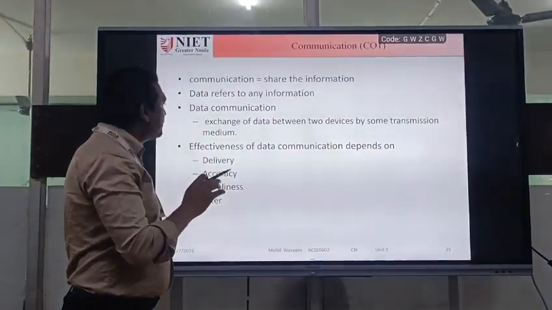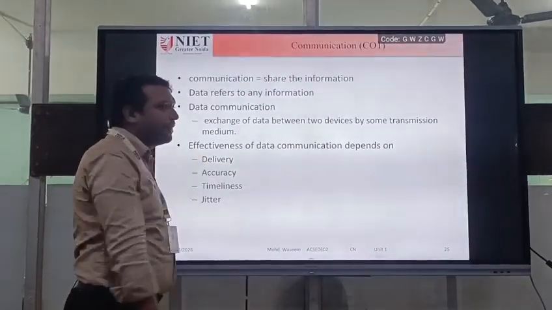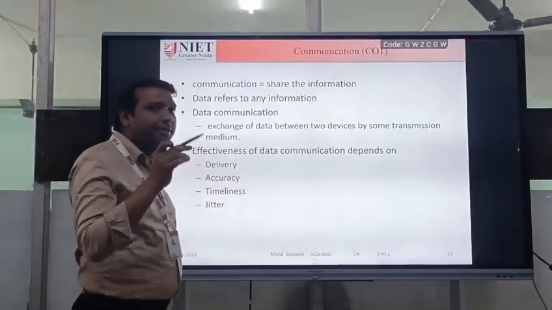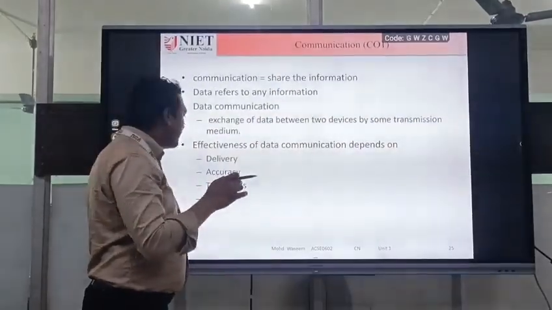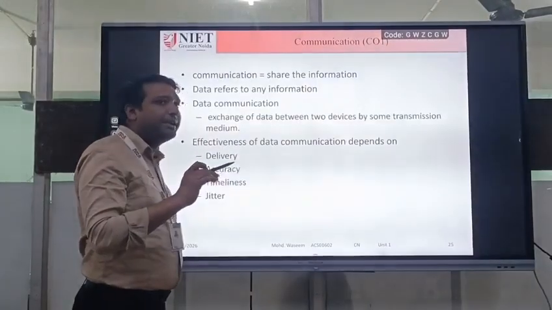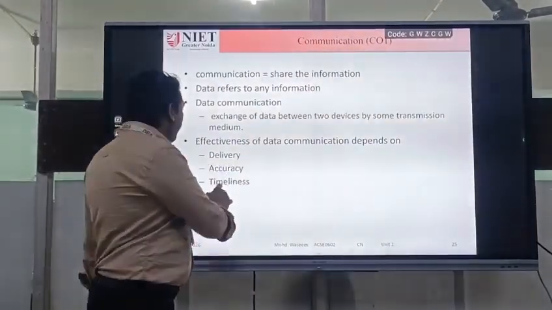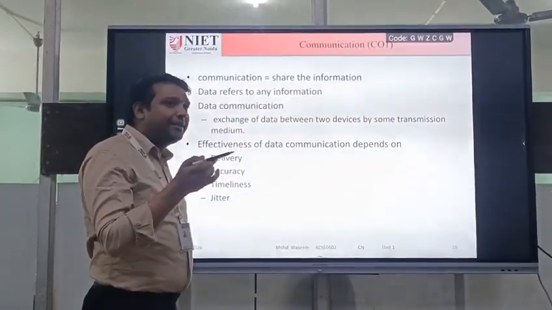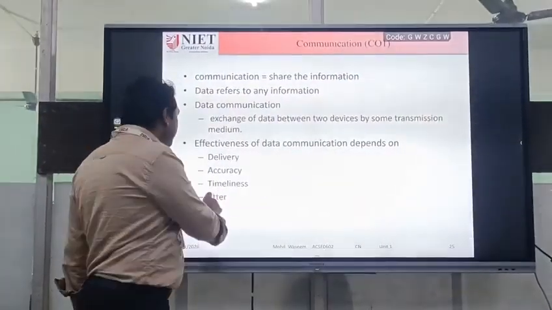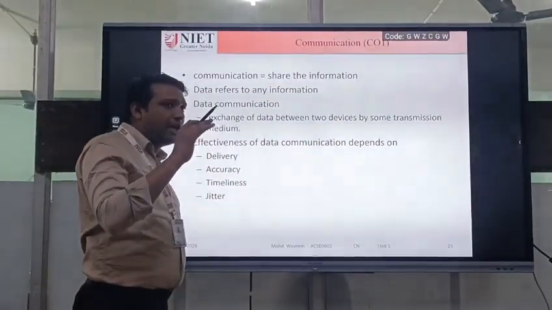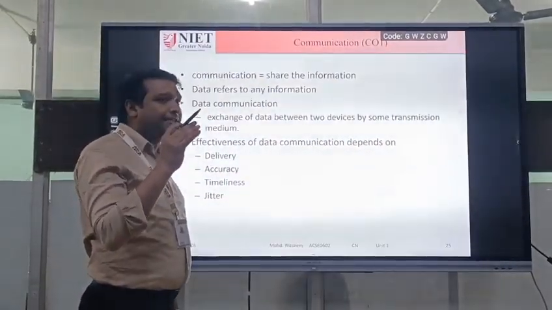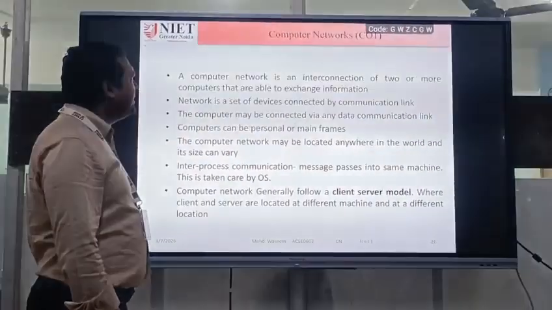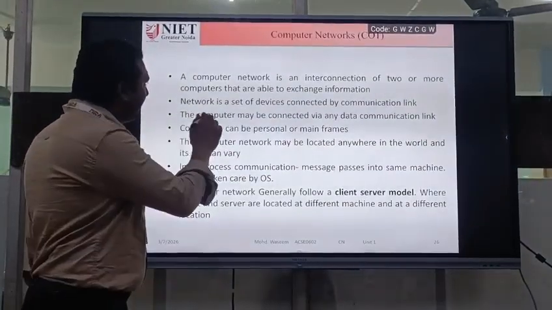The effectiveness of data communication depends on these factors. First one is delivery, meaning how far the data has been delivered by the network. Second is accuracy, how accurately the data we transmitted has been received. Third is timeliness, meaning whether the data has been delivered in the time allotted. And next one is jitter, which is the fluctuation in the arrival time of data packets. So a computer network is the interconnection of two or more computers that are able to exchange information.